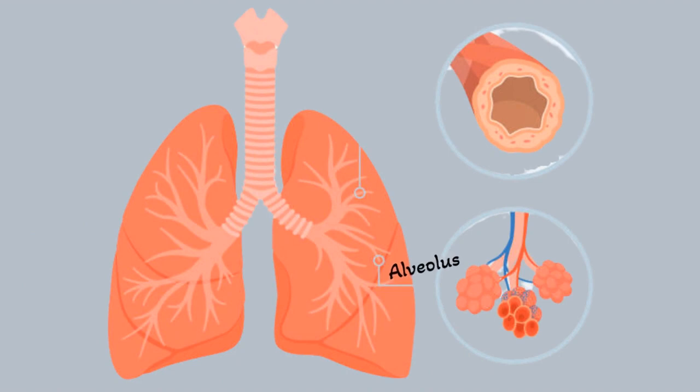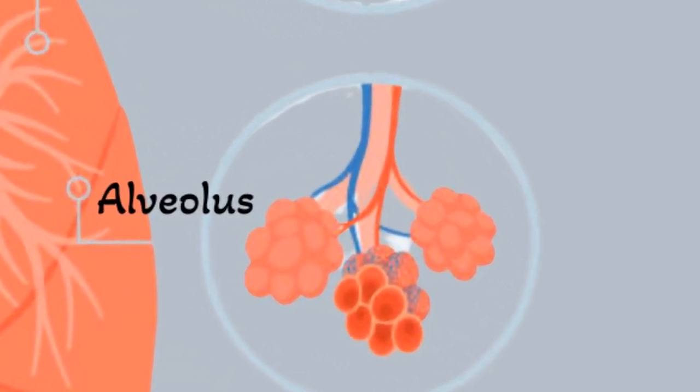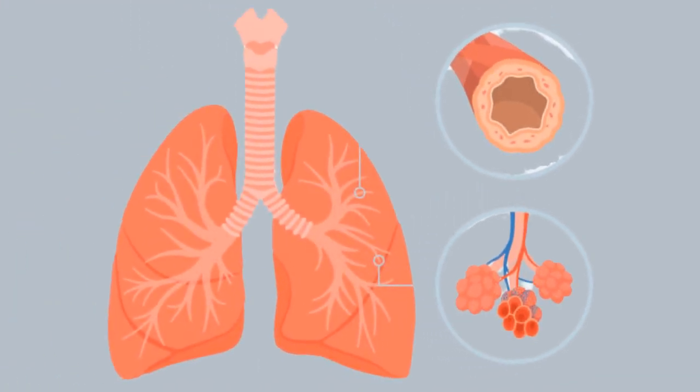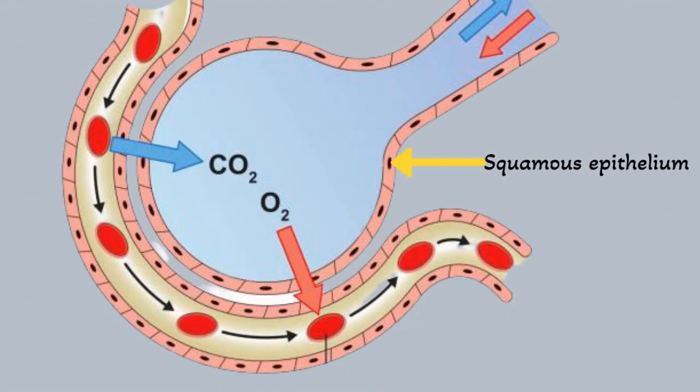At the end of the bronchioles, we find the alveoli. These are the air sacs and the site of gaseous exchange. It is lined with simple squamous epithelium to allow easy exchange of gases. The alveoli lie next to capillaries, which take away oxygen and bring back carbon dioxide for removal.